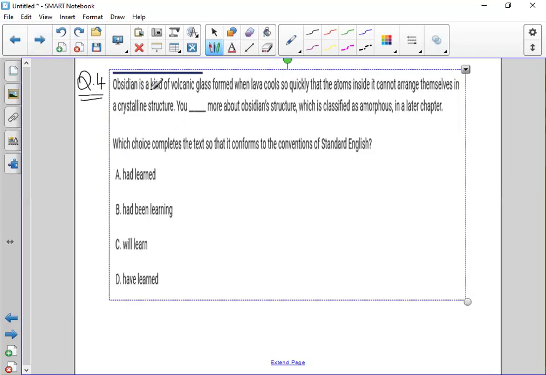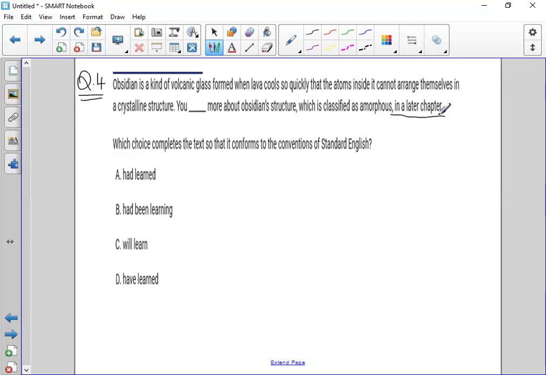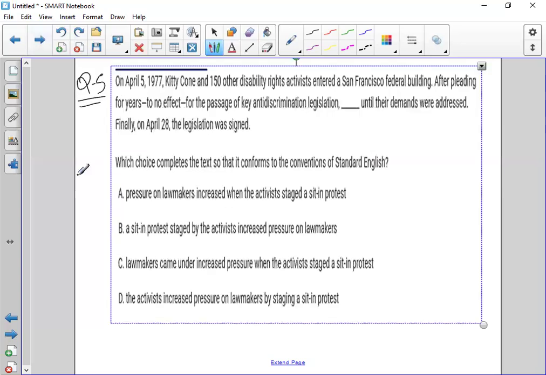Now, fourth one, obsidian is a kind of volcanic glass formed when lava cools so quickly that the atoms inside it cannot arrange themselves in a crystalline structure. You blank more about obsidian structure, which is classified as amorphous in a later chapter. Here it is saying that we are going to study this in a later chapter. So not right now, and not in the past. It is going to happen in the future. So we need to look at the future tense. Here, will learn will be the only one that is in future.